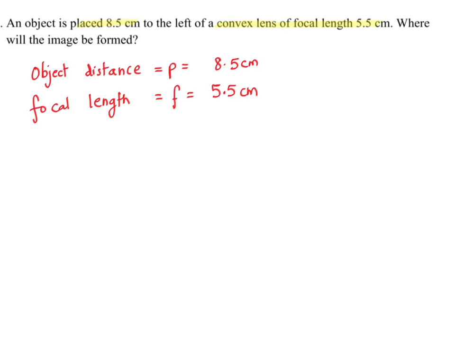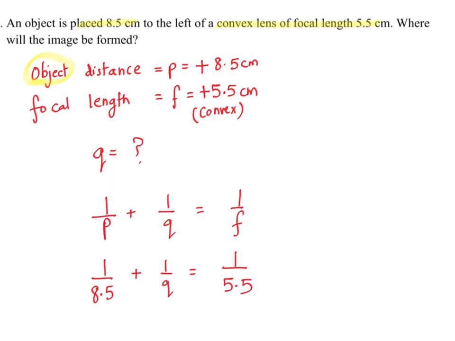Now we need to use a sign convention. Object distance is always positive, and because it's a convex lens, the focal length is also taken as positive. It's asking us to find where the image will be formed. That means what's the value for Q. So we can use the formula for thin lens, 1 over P plus 1 over Q equals 1 over F. Substitute the numbers, use shift solve in your calculator, and get the value for Q as 15.6 centimeter.